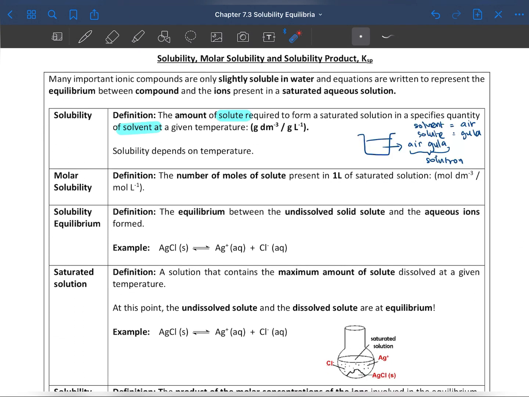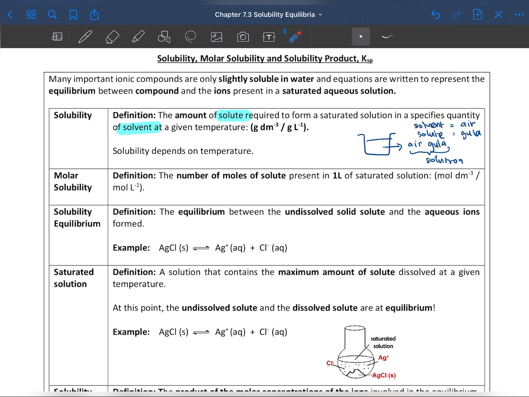Okay, so next kita tengok definition of solubility. The amount of solute required to form a saturated solution in a specified quantity of solvent at a given temperature. So first kena faham solute and solvent ni. So, recap back in chapter 1, kita mula-mula belajar. Let's say you have a beaker of air gula. Air gula tu adalah solution. So how to prepare air gula? You will need solvent and solute lah. So, the solvent here is air, and then solute kita adalah gula lah. So, hopefully kamu boleh make sense the difference between solute and solvent.